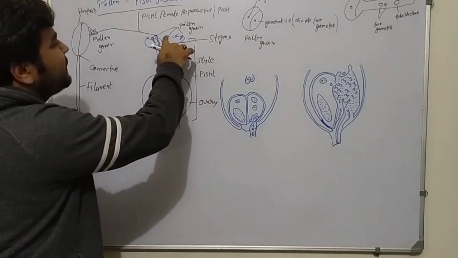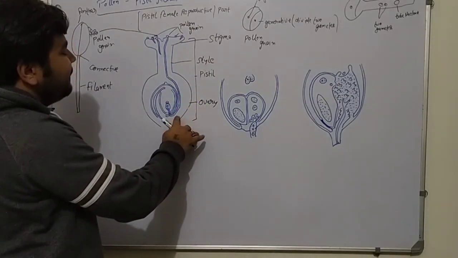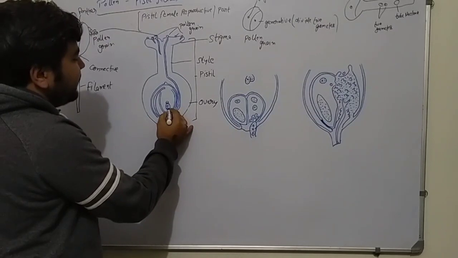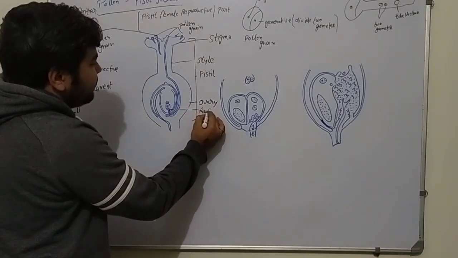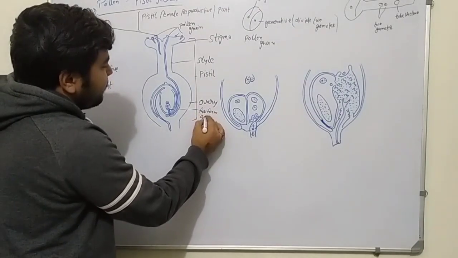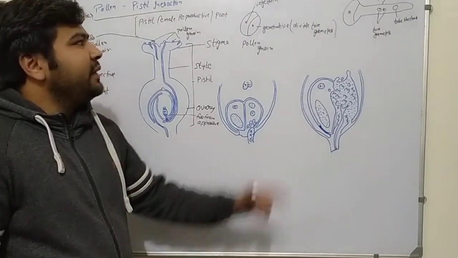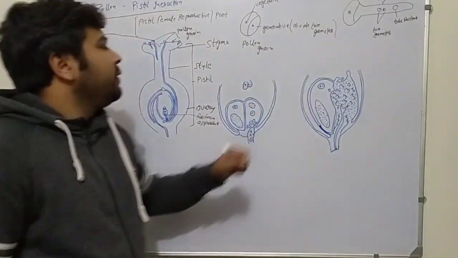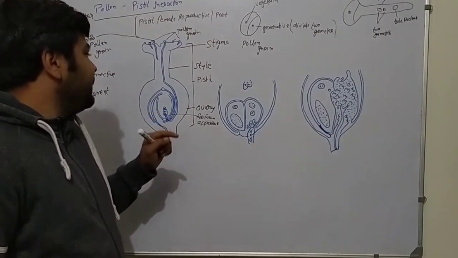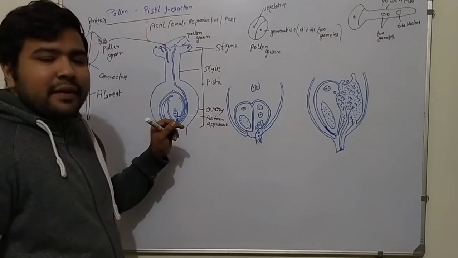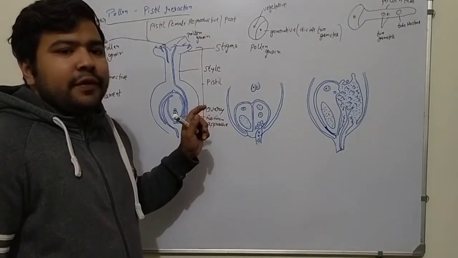Only the compatible pollen grain produces a pollen tube, which passes through the style region, and which is directed by the filiform apparatus that is present in the egg region. One of the gametes that are produced in the pollen tube passes through the filiform apparatus. The filiform apparatus directs these gametes, and one of these gametes is fused with the egg cell, and this is called syngamy.